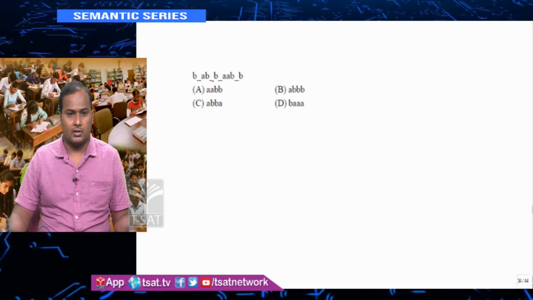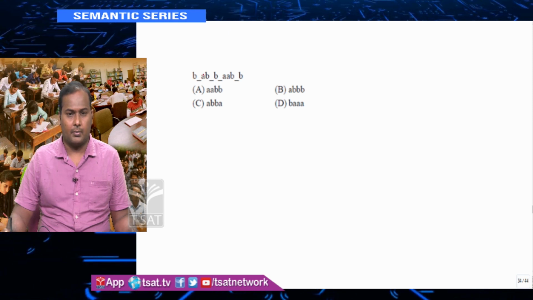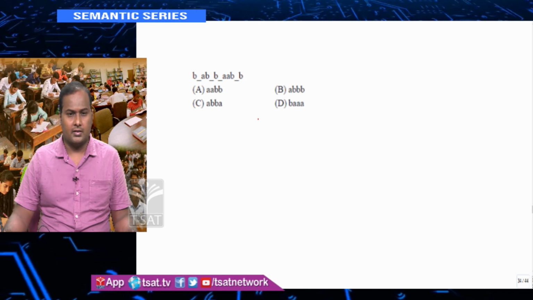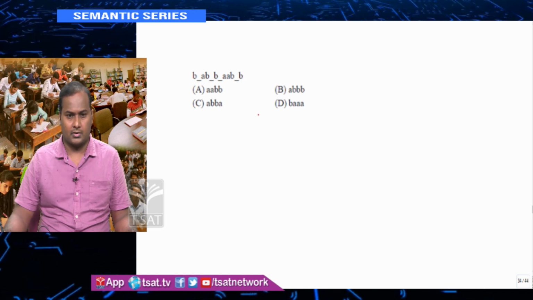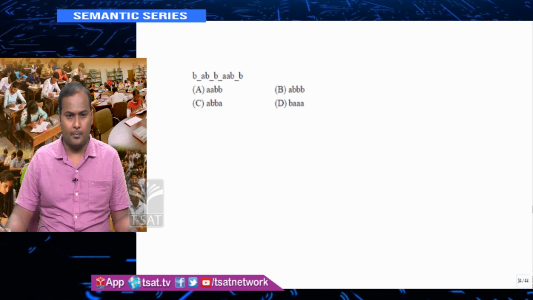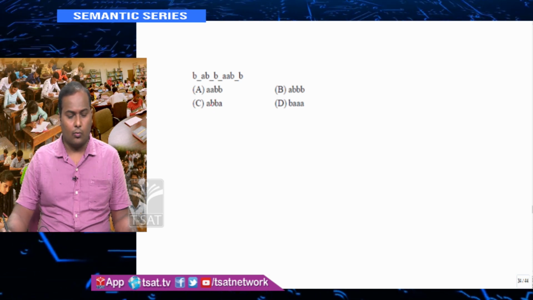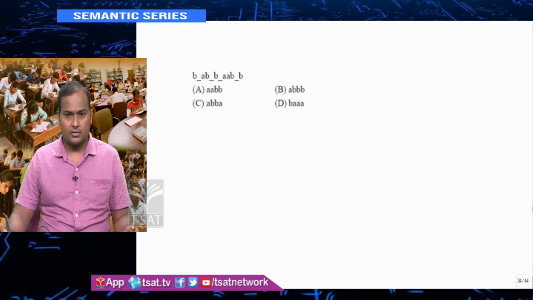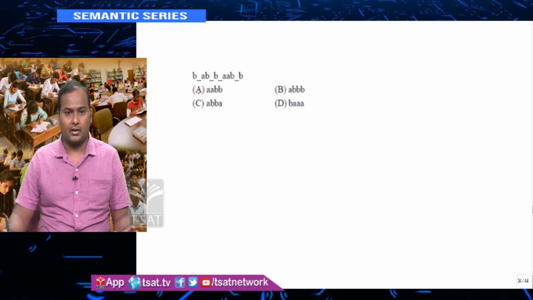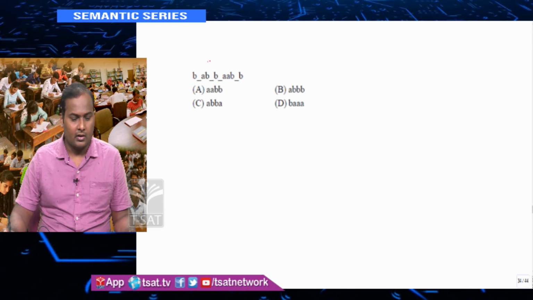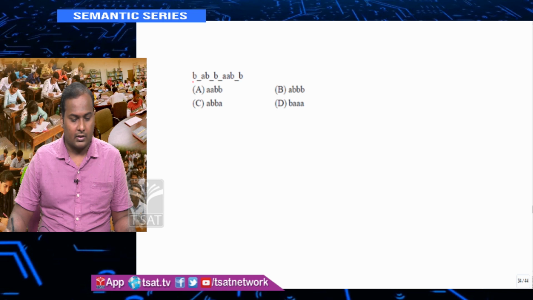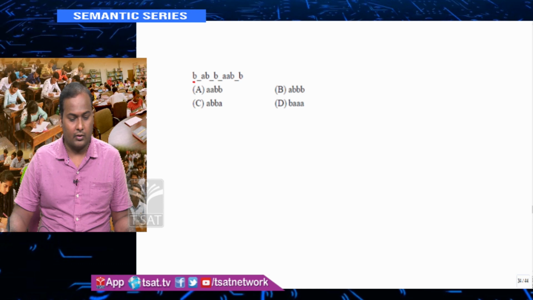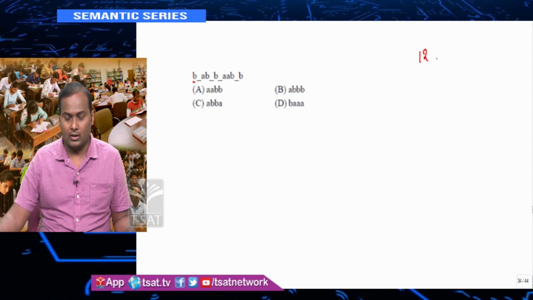In this question, the series is B gap AB gap B gap AB AB. In this entire series you have only 2 letters, that is A and B. So what do we have to do in this type of question to get the answer very fast? First, the student has to count how many letters there are in this series. Starting with B, there are total 12 letters.